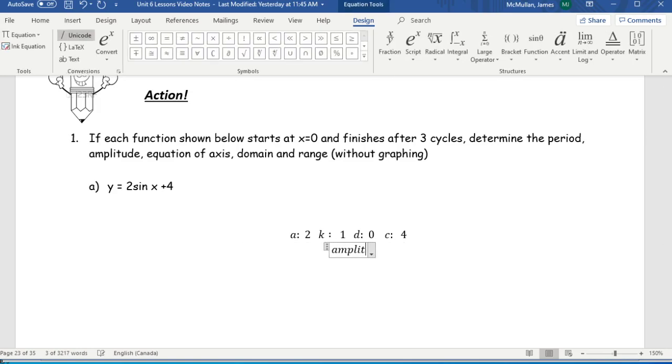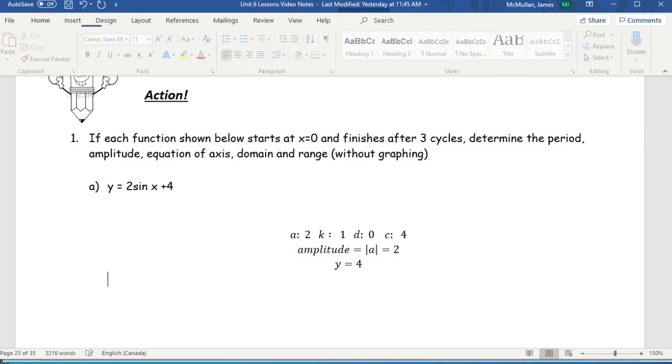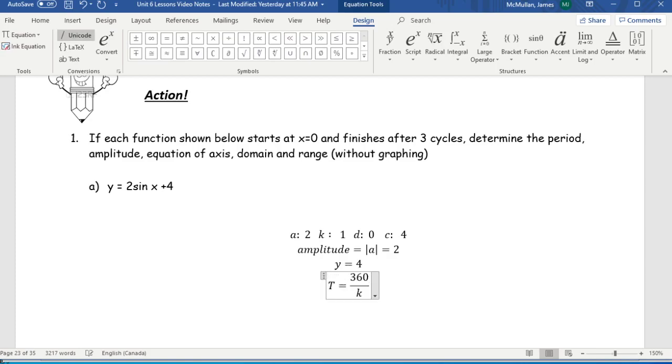The amplitude is equal to the absolute value of A, which is just equal to 2. The equation of the axis is y equals 4. The period is 360 divided by k, which in this case is just 360 since the k value is 1. And then it says the domain and range. So the domain is x is in the real numbers.